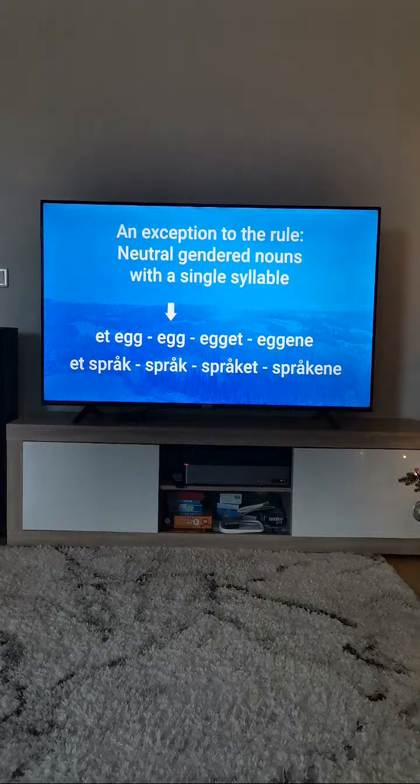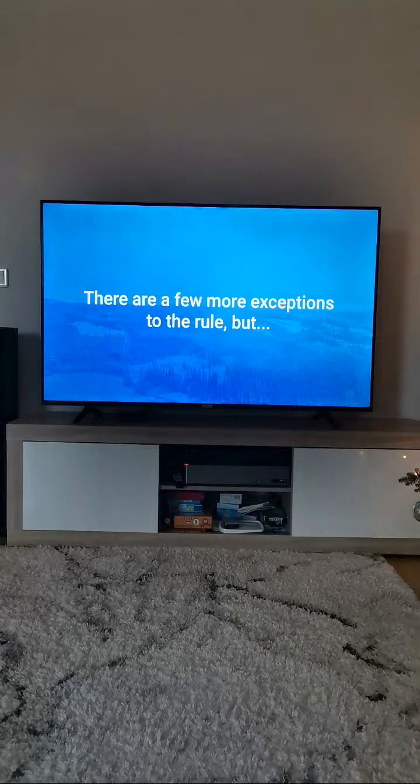An exception to the table that you just saw earlier are neutral gendered nouns that have a single syllable. Examples of this are egg and språk. When these are in their plural indefinite form, they just look like the noun by itself. It doesn't change at all. There are a few more exceptions to the table that I showed you earlier, but I can't really be bothered to go through all of them, and I don't think it really helps you to be focusing on all the little exceptions at this point in your learning.